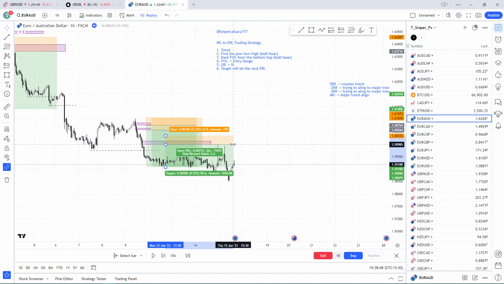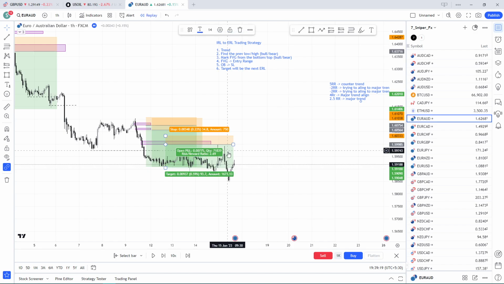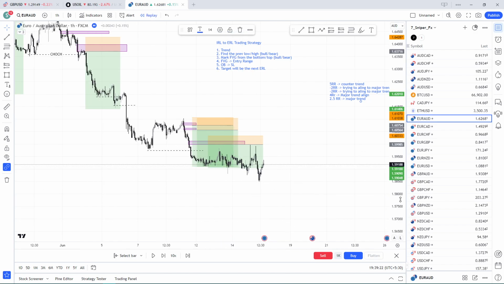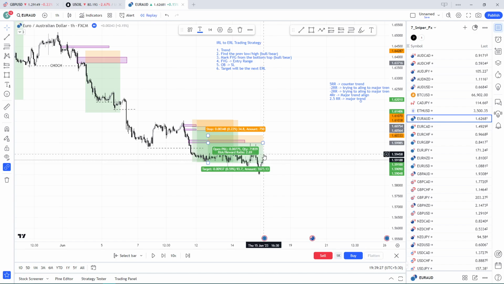Wait, we are triggered in. How much we got? We got 4. Yeah, that's what I was telling. We can easily get 4 5, but since I told we have to target the ERL, right? When we got triggered in here, that was still our ERL, and we got 4 RR. But since I told you to target ERL, we'll just go with 2.5 RR. Major trend. We can hold this trade for more, but since we know that the ERL is very less, we have to just take it, that's all.